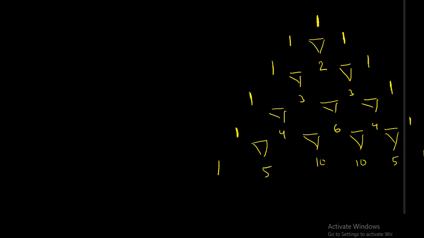What is the use? By using this only, you can find the binomial coefficients. I will show you, students. First of all, a plus b whole power 0 means 1. A plus b whole power 1 means a plus b.